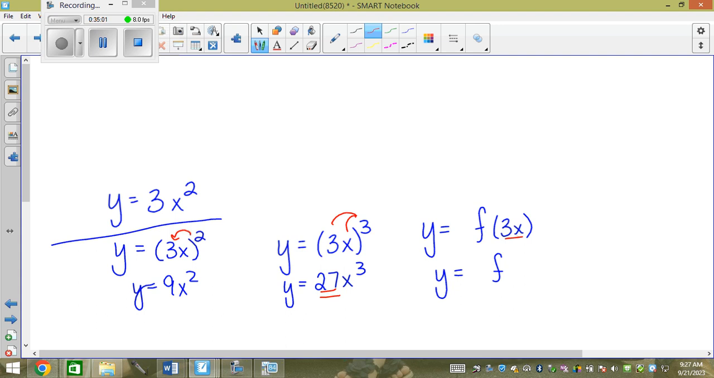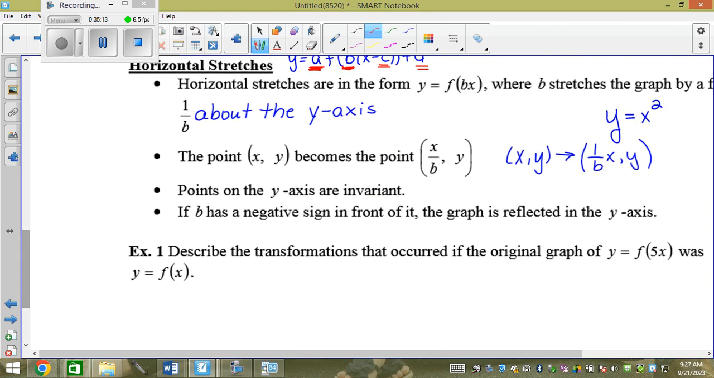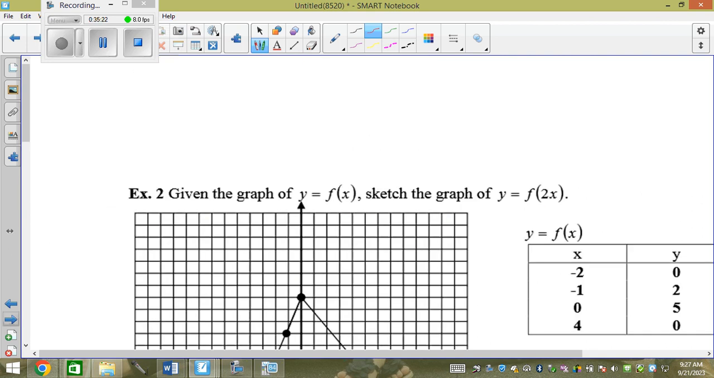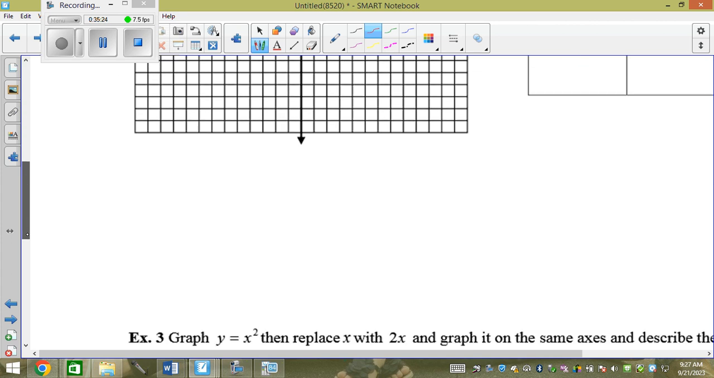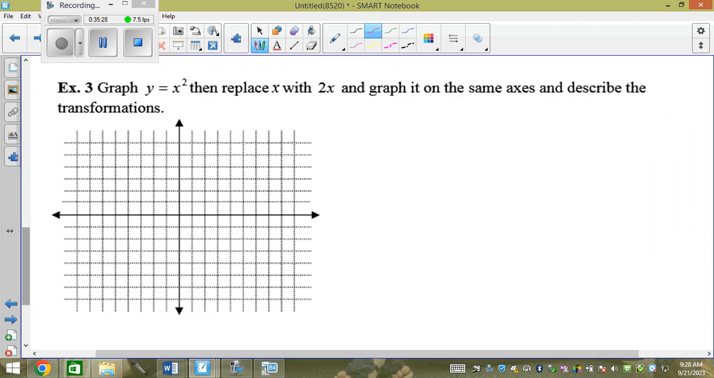This is a function, but this is transformed form. That is a horizontal stretch by a factor of a third. It can't convert it. It's just another way of saying horizontal stretch by a factor of a third in function form. Okay. And then the points on the y-axis are invariant, which we talked about, and then B, a negative sign in front of it, is actually a reflection in the y-axis, not a stretch. And we're going to flip over to here. To this one. So now, example 3, we have x squared once again.